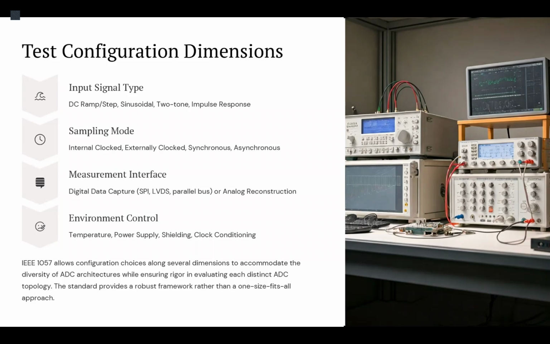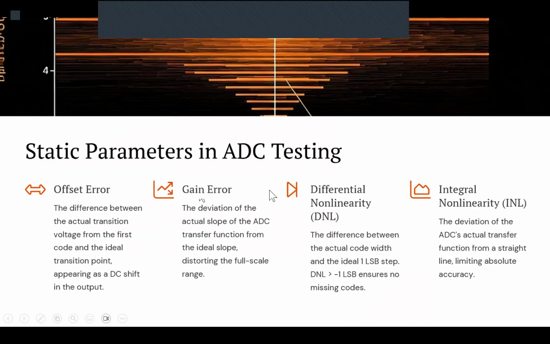Now, IEEE 1057 actually provides guidance for all these dimensions, to make sure the tests are realistic and controlled. Okay. Now let's talk about static testing and dynamic testing, which we introduced. Let's see what parameters we define in static testing for ADC testing.